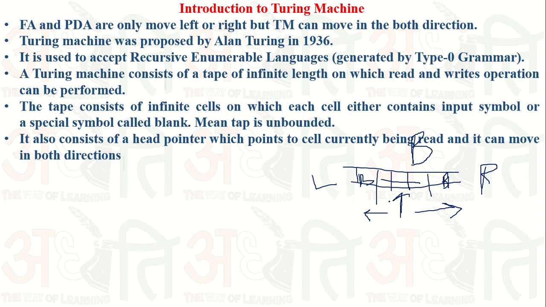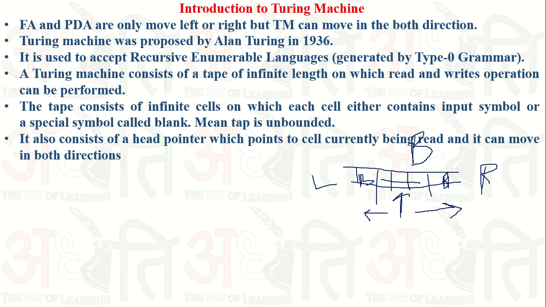It is a very important point, because finite automata and pushdown automata move in only one direction, but the Turing machine can move in either the left direction or the right direction, or both. It can move once to the right or once to the left. So it moves toward both directions.